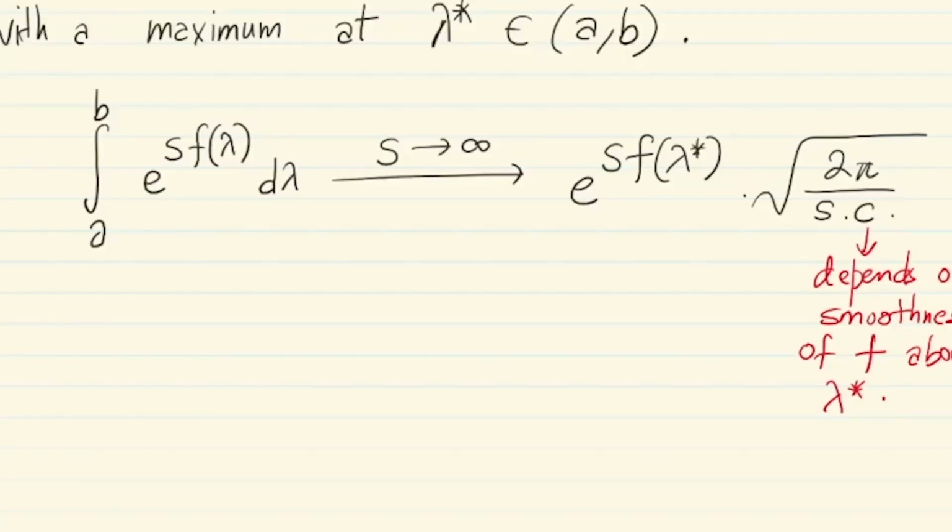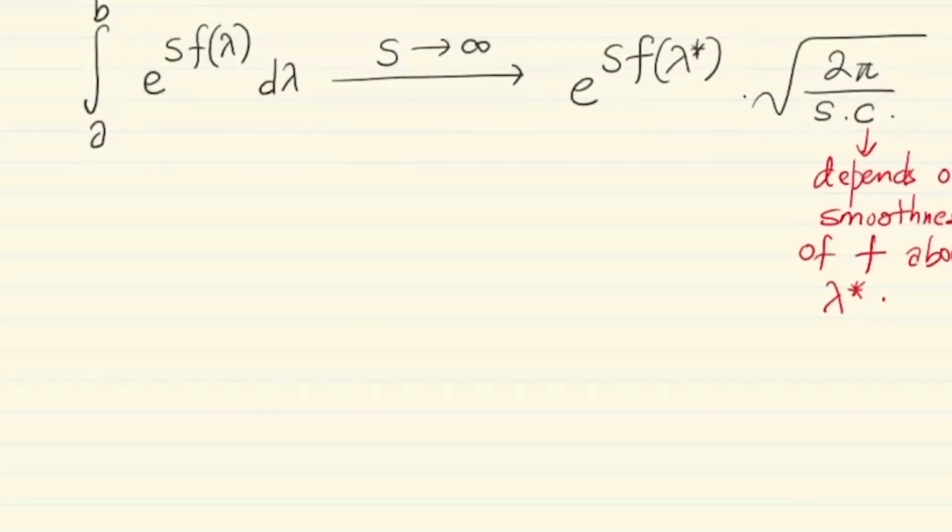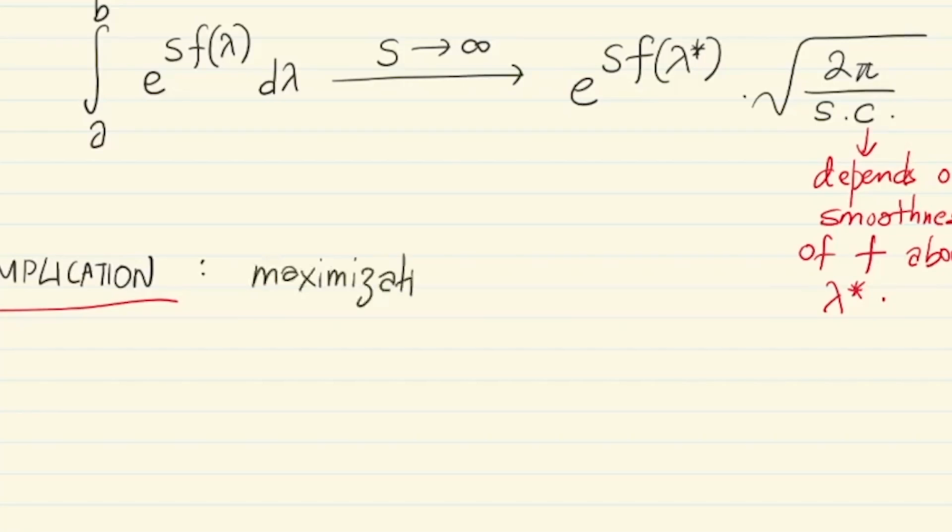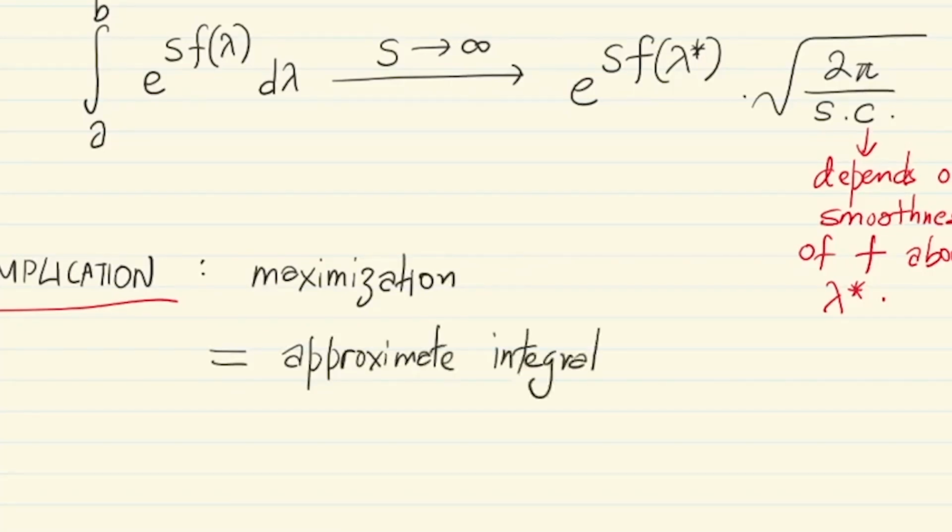So the point of this is, up to a constant, by integrating you essentially recover e raised to the maximum value. Okay, so the key implication here is that maximization is roughly equal to approximate integration. So the integral is a convenient approximate way to find the maximum, in some sense.